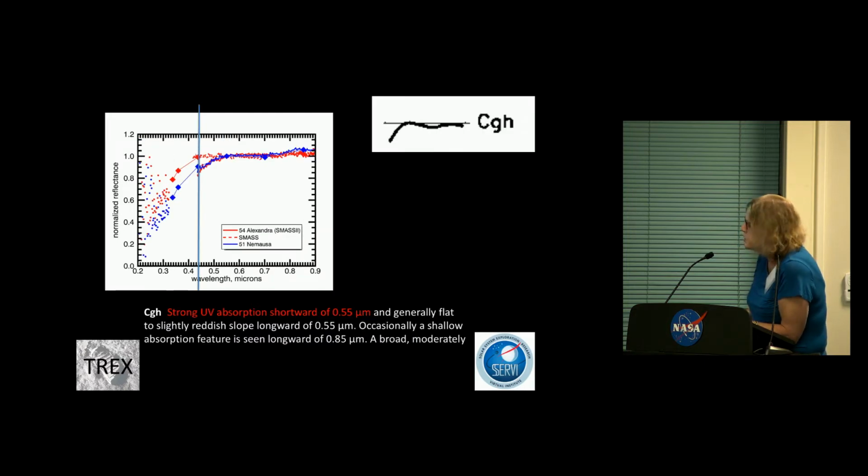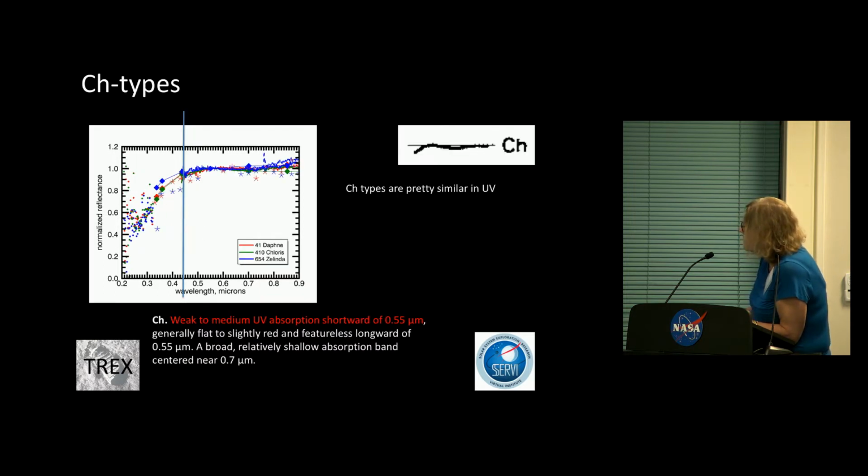CGH, which is the stronger version of the asteroids that have a 0.7 micron feature. You see that, and you also see some variation in the blue, and it still remains a strong drop-off into the UV. And the CHs, again, same sort of thing. They're pretty uniform, and they're pretty close to the same.